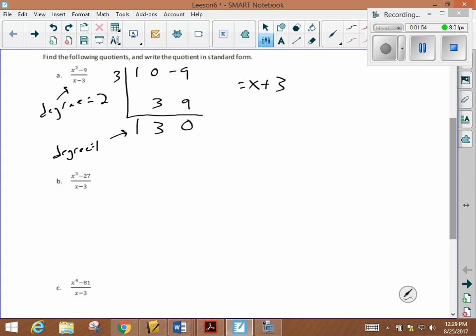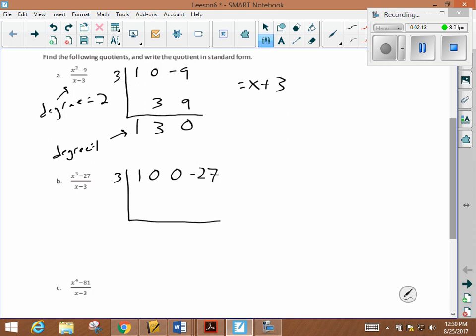And what do we notice is happening? A pattern that's forming. Think about that as we're going through that. What pattern is forming here? So I've got 1x cubed, 0x squared, 0x, and negative 27. That's the way I'm going to set up my synthetic division.